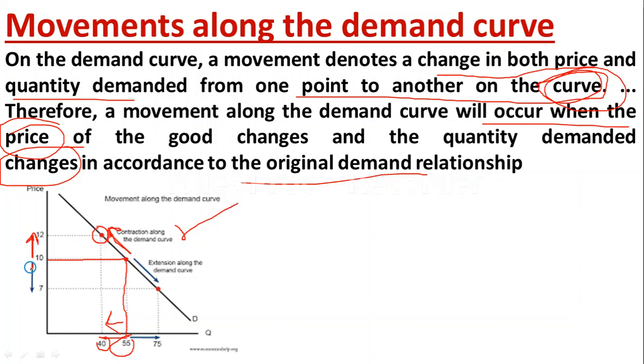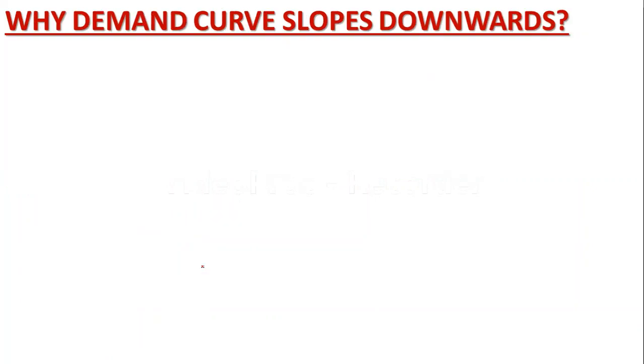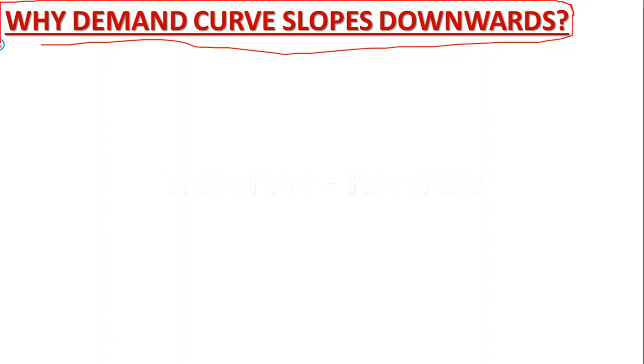Inversely, when the price of the good decreases, then demand for the good will increase. So the consumer will move downwards on the same demand curve. This is known as the extension along the demand curve, and also downward movement along the demand curve. Now, why does the demand curve slope downwards? As I told you, due to the inverse relationship between price and demand, the demand curve moves downwards.